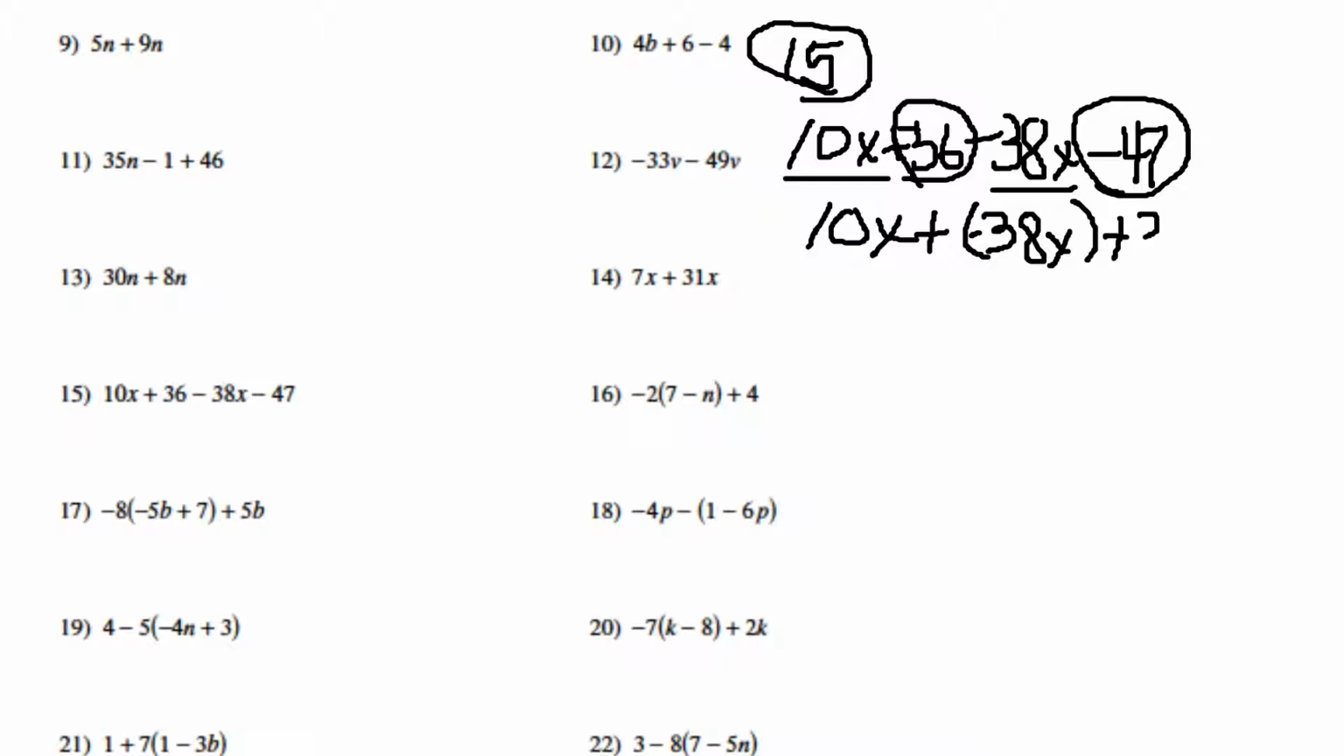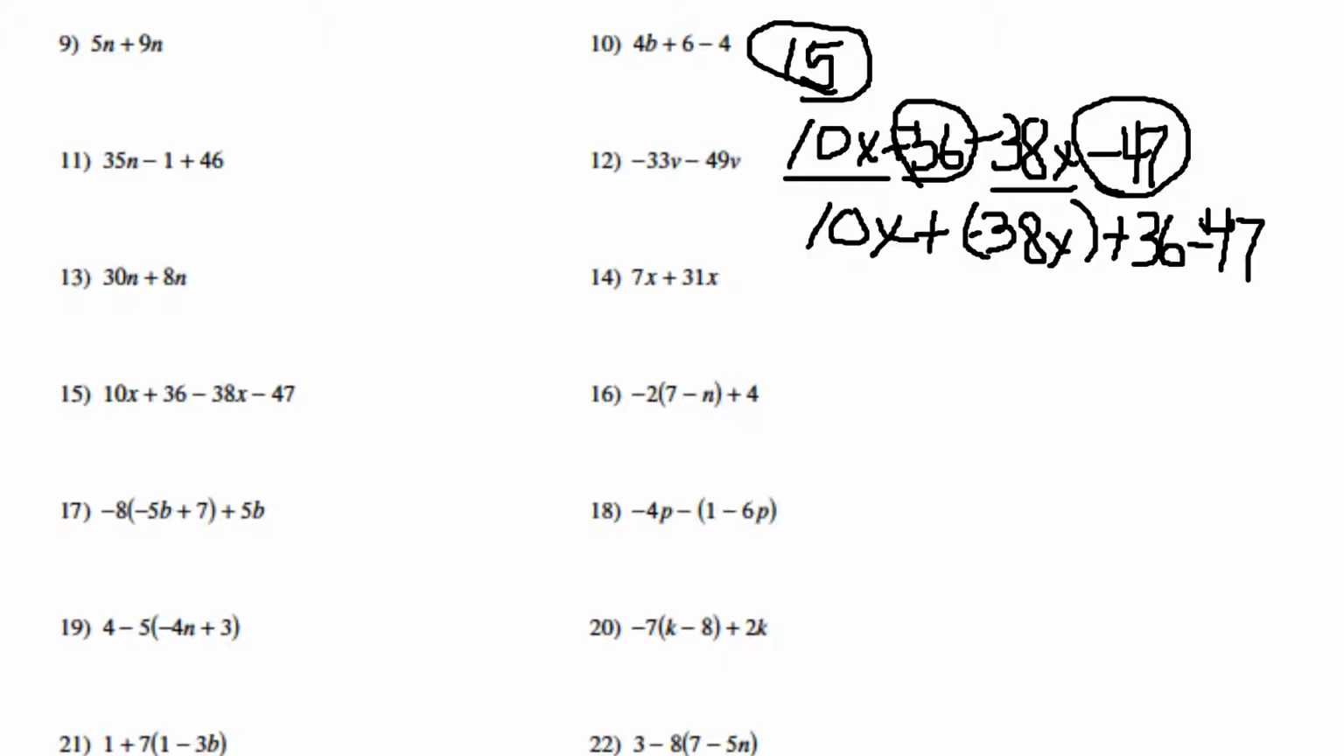36. Don't have to change him. Then I'm just going to bring this 47 down because he's not changing his place. He's still at the end. Minus 47. That's a wackadoodle looking 4. Alright, now I'm set up and I don't have to move anything else. I'm ready to do my calculations.